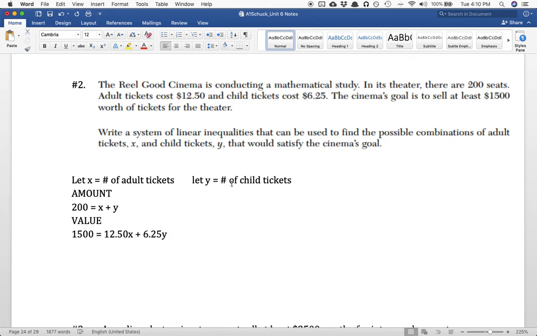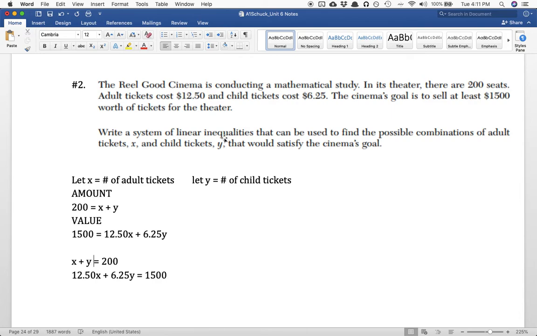Again, to make this inequality stuff make sense, I'll flippy floppy. I'll go x plus y equals 200 and 1250x plus 625y equals 1500. And now let's see. This is the number of children or adults and children in the theater, and I have 200 seats in the theater.